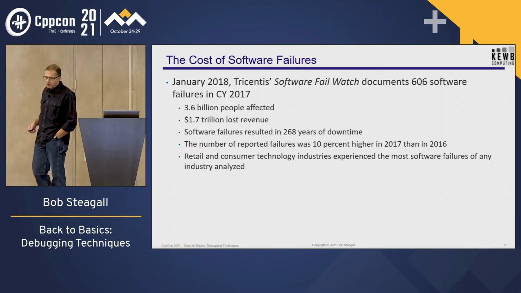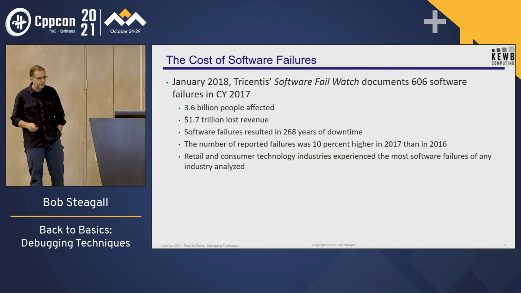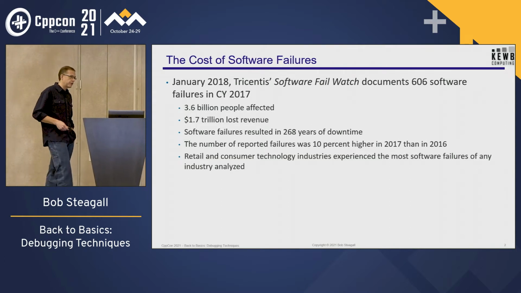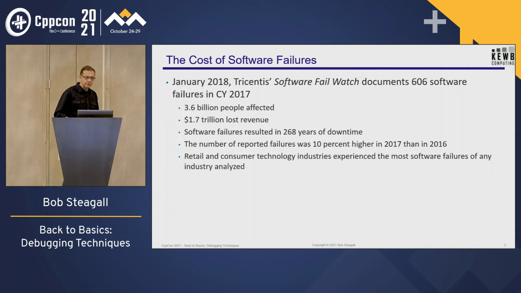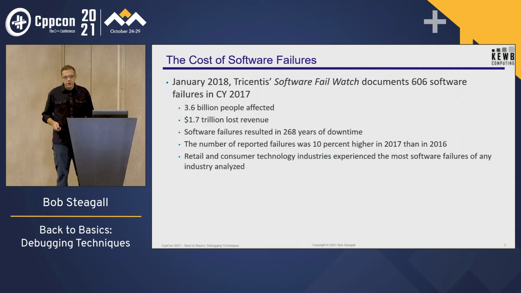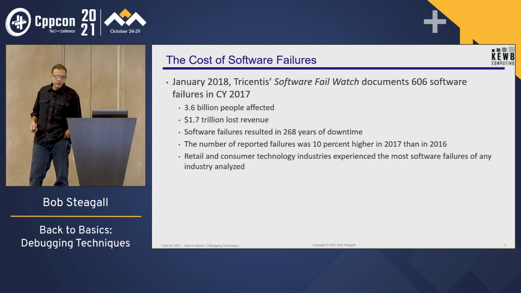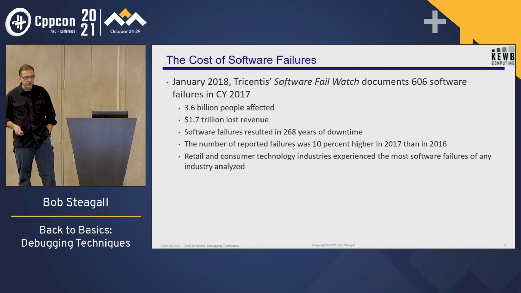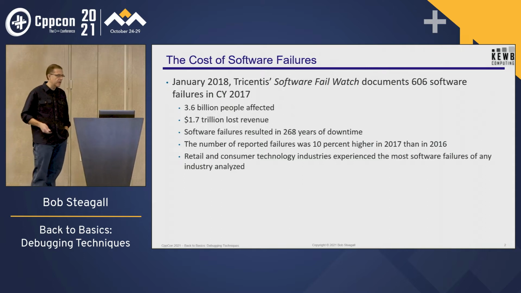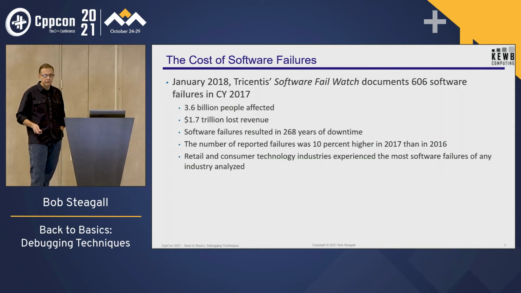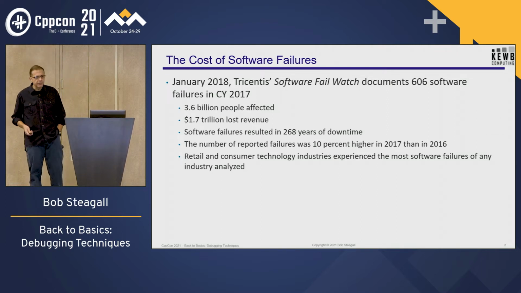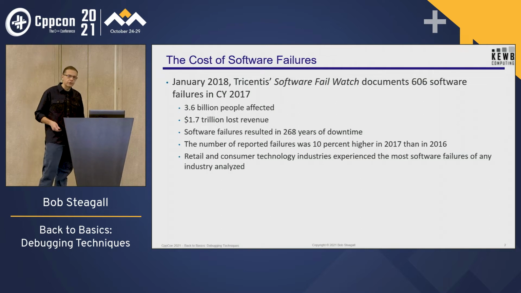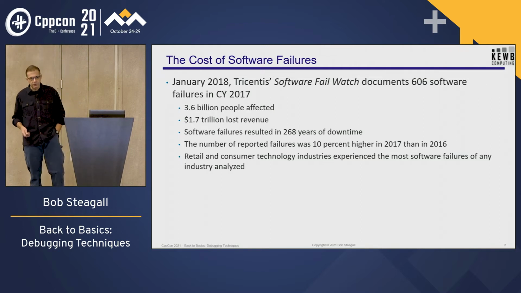I've shown these slides before, but I think it's important to remind ourselves of the cost of software failures and how important it is to write correct software and how critical the process of debugging is. So in January 2018, Tricentis published a document documenting 606 important software failures in calendar year 2017. And the failures affected nearly half the population of the Earth and were responsible for almost $2 trillion of lost revenue.